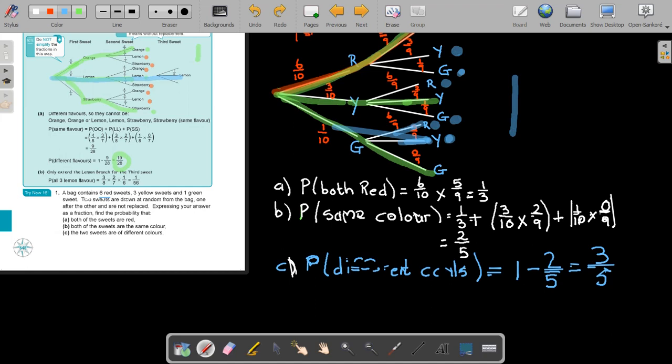But you could have also said, I multiply, I multiply, I multiply, I multiply, I multiply, I multiply, I add up, and you will also get a final answer of 3 over 5. It's not very clear, so let me just repeat. The answer of C is 3 over 5.